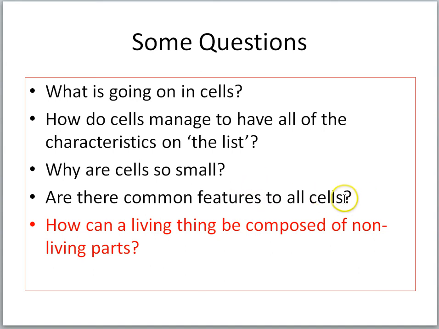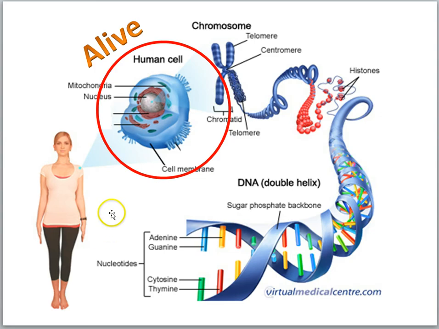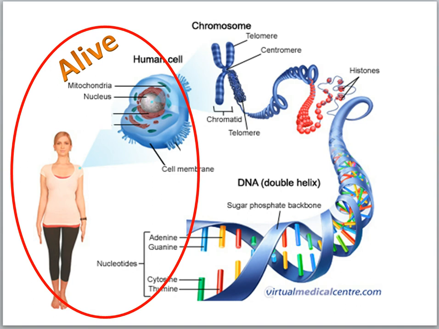We just reviewed that, and we're going to end this series then with this question: how can a living thing be composed of non-living parts? Well, this in a sense is one of the puzzles of life. In this picture we see a human here. She is alive and she is composed of cells. Now what we're going to say is that cells are the fundamental units of life, and it's in virtue of the fact that she's made of cells that she is alive. So we're going to say that animals and plants are alive because they're made of living units, the fundamental units of life, which are cells.